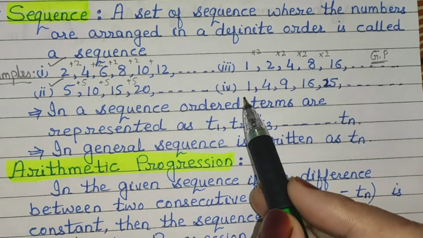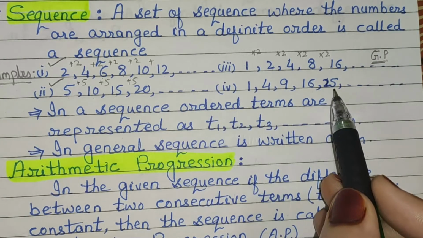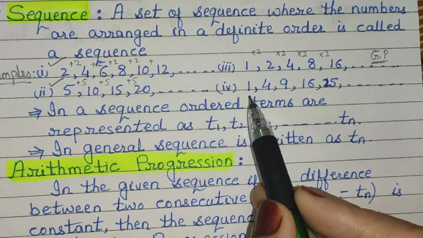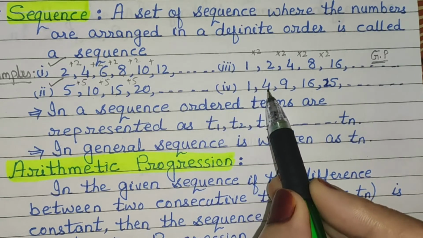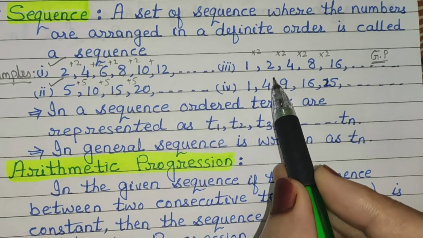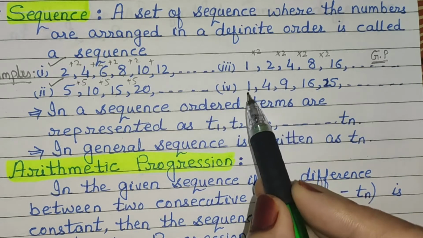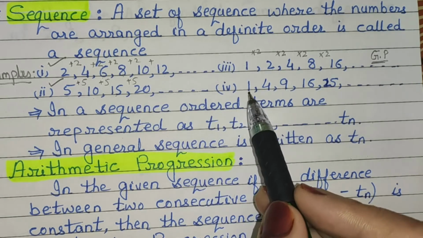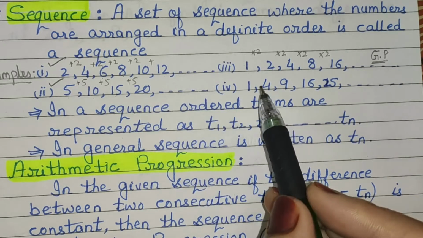Now the next sequence is 1, 4, 9, 16, 25. It is the square of the natural numbers. Now 1 plus 3 is 4, 4 plus 5 is 9. Now the numbers are not the same here, therefore it is not an AP. It is not a GP also.